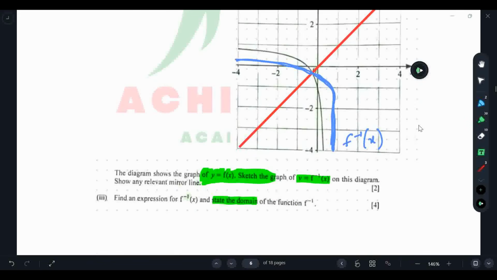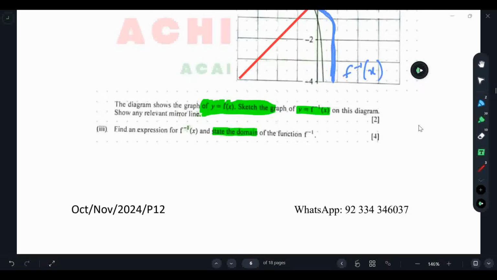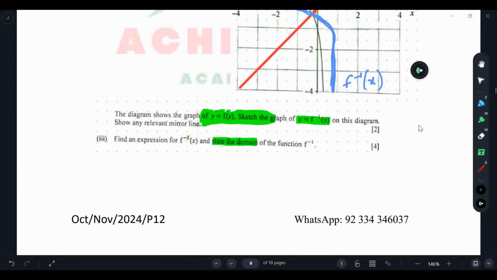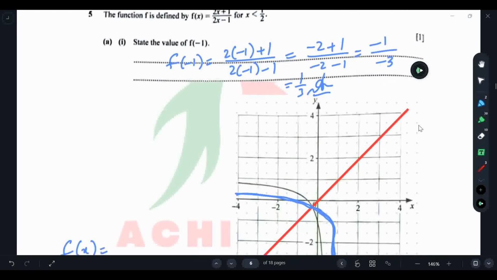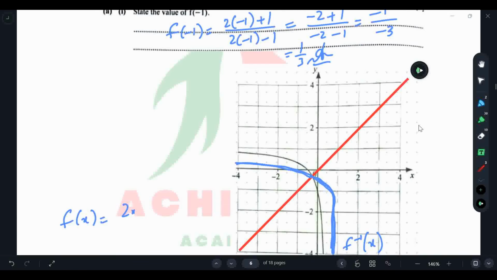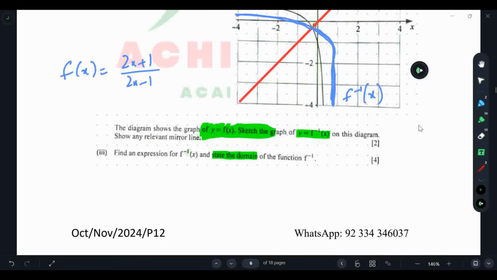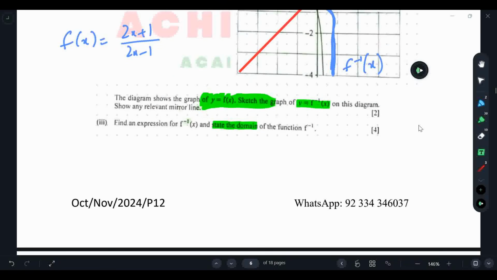Let's move to the third part. In the third part they say find an expression of f inverse of x. Now we know that f of x is equal to 2x plus 1 divided by 2x minus 1. Now for f inverse of x, y is equal to 2x plus 1 divided by 2x minus 1.